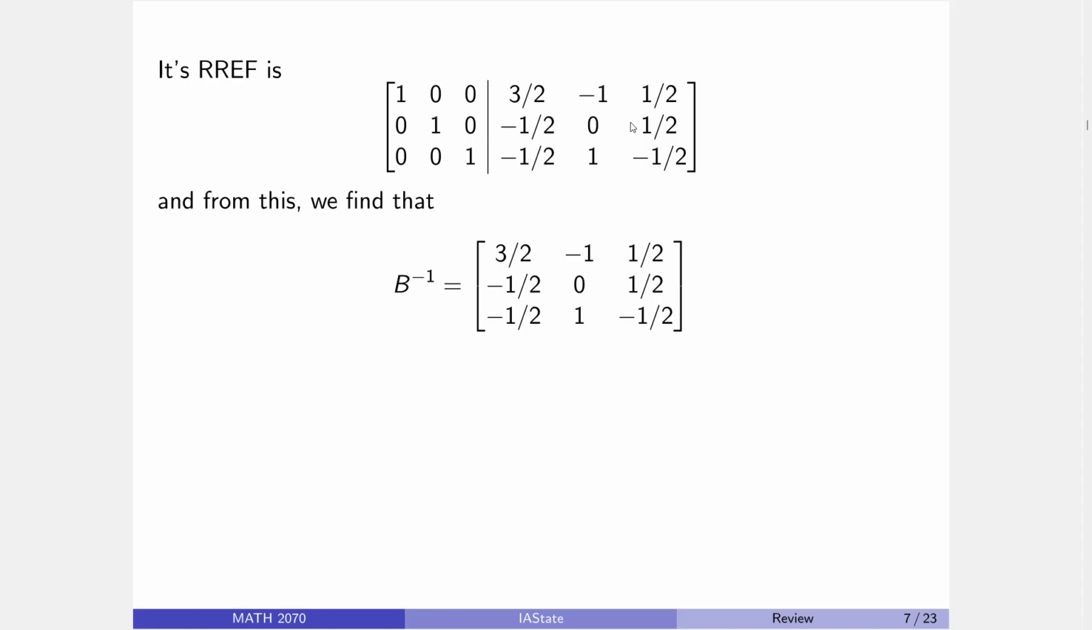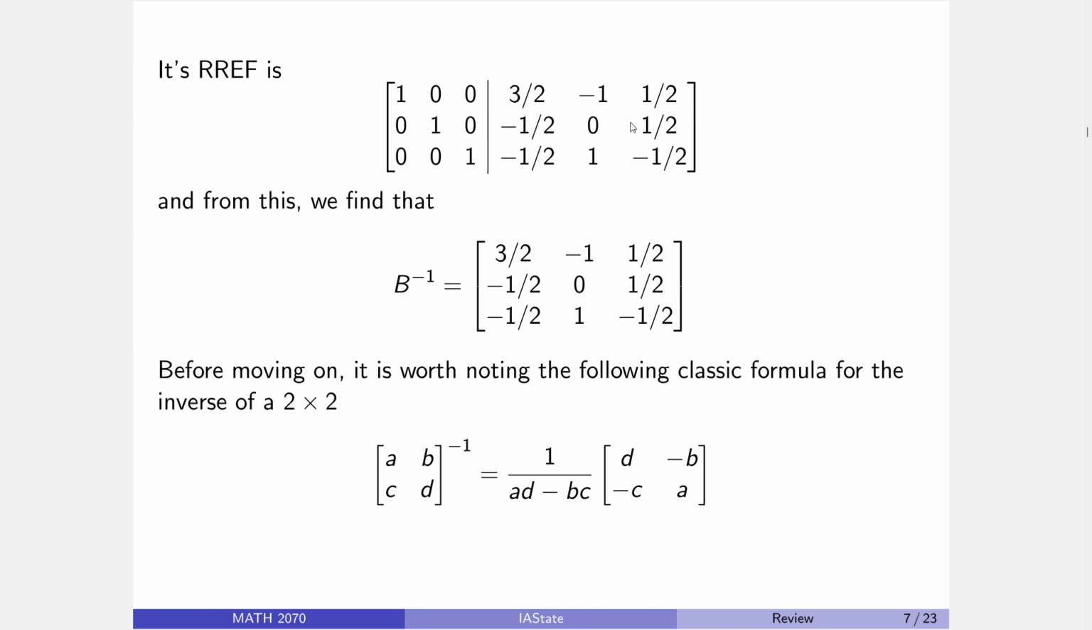All right. So, before moving on, let's note that there is a classic formula. If a 2x2 matrix is invertible, which happens precisely when ad minus bc is non-zero, when its determinant is non-zero, then the inverse can be computed by doing 1 over the determinant times this magic matrix, where I've swapped the diagonal and negated the off diagonal. And as we learned, this is the adjugate matrix.